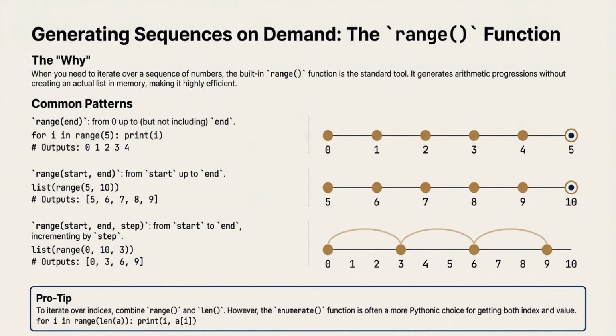While you can combine range with len to loop through index positions, Python provides a more readable and Pythonic option called enumerate, which gives you both the index and the value at the same time. So, the range function is simple to use, memory efficient, and perfect for numeric loops.